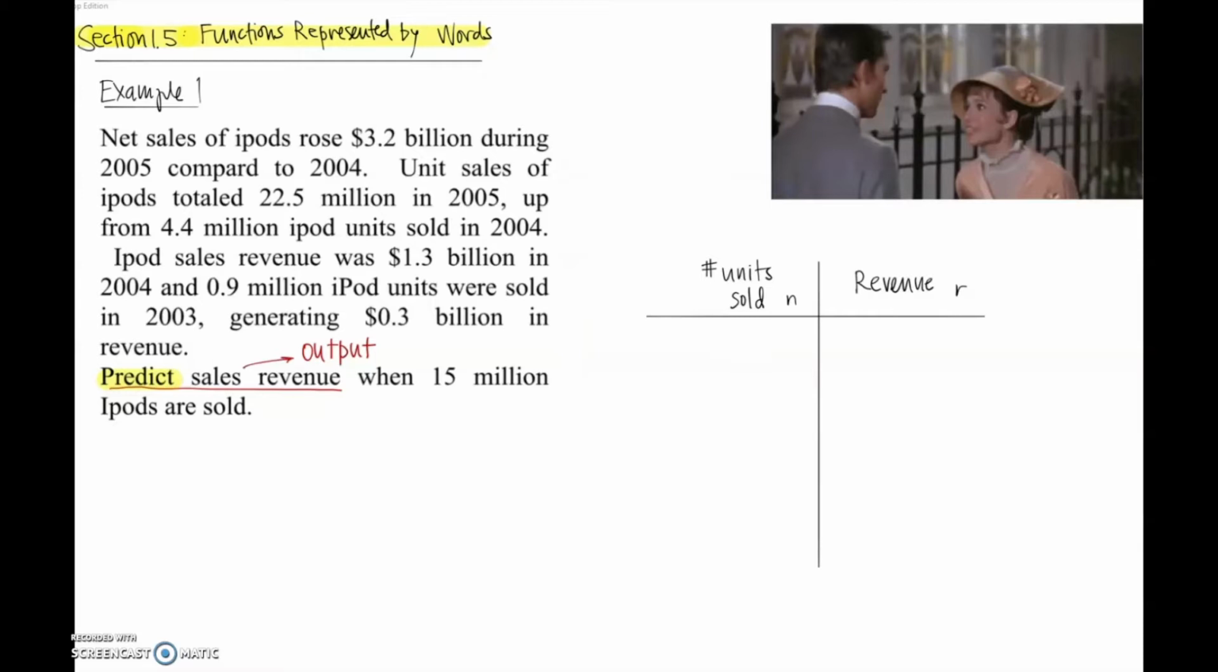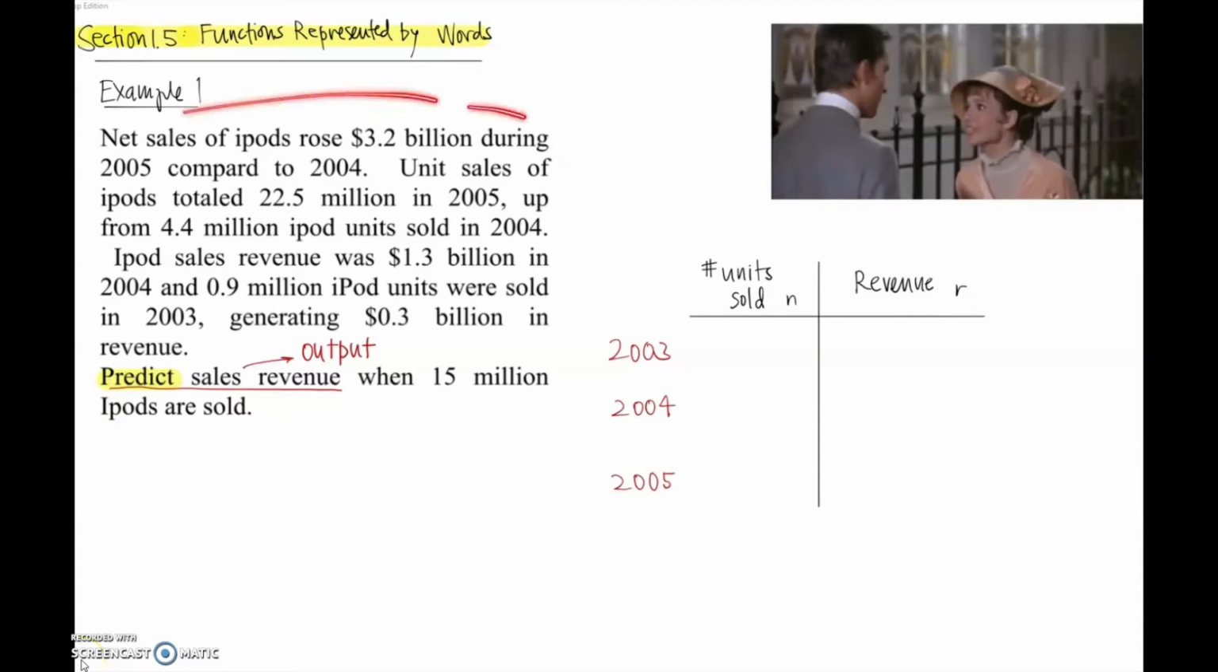And the very first thing I come to is net sales of iPods rose 3.2 billion during 2005 compared to 2004. Okay, I'm going to hold on to that for a minute because I don't see anything really obvious yet. Unit sales of iPods totaled 22.5 million in 2005. That's a good piece of data right there. So we're definitely dealing with 3 years. We've got 2003, 2004, 2005. So even though the years are neither an input or an output, I'm going to put them by the table just to help me organize things.